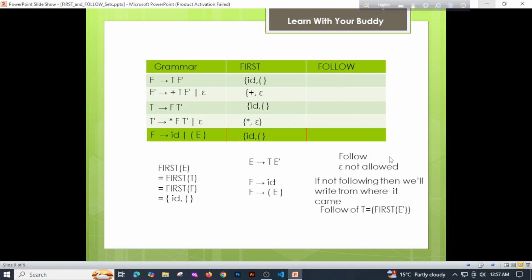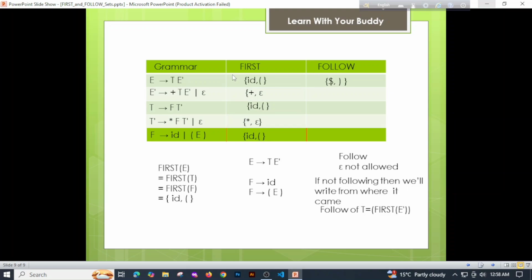Now let's learn about follow. There are some simple rules, like epsilon is not allowed in follow. And do you know what follow is? Follow is the alphabet that is written after the non-terminal. For example, for E, if we had a terminal like a small a after it, that would be the follow of E. Here we have taken the $ sign because it is the starting symbol, and for the ending symbol we have taken the closing bracket.